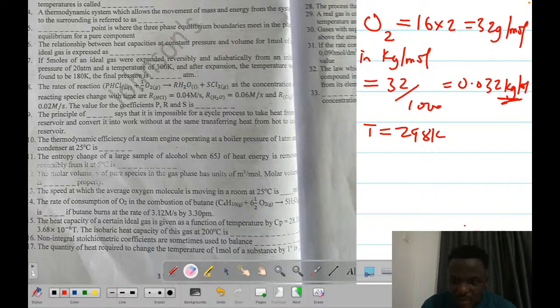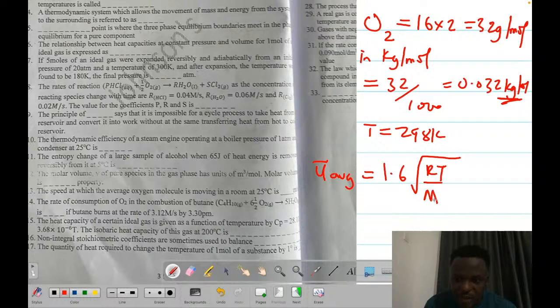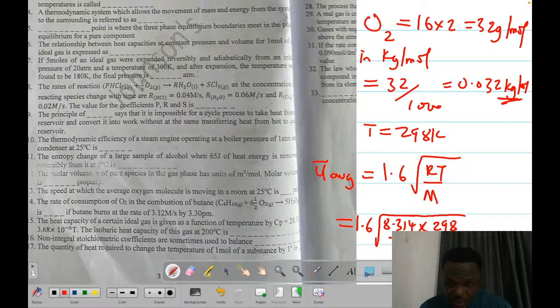I'll now say average speed, which is U average, is 1.6 square root of RT over M. Now this is 1.6, 8.314 times T is 298, all over the molar mass, you write the one in kilograms. Please, you have to press your calculator. Whatever you have as the answer, that becomes the answer. Full stop. All right.